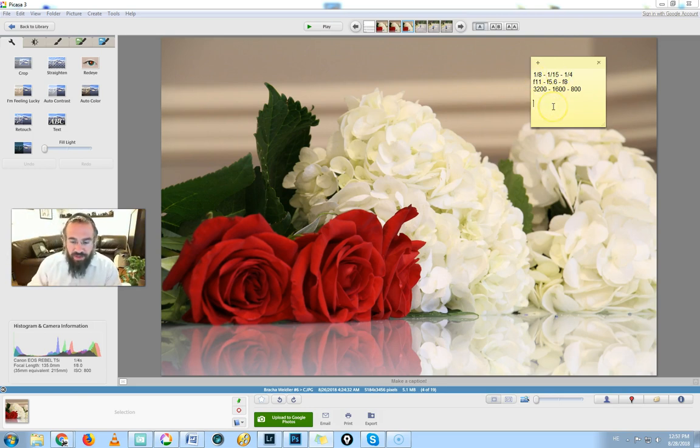So 1/8 to 1/15th is minus 1. F11 to f5.6 is plus 2. And 3200 to 1600 is minus 1, which means minus 1 plus 2 minus 1 equals 0. Excellent. And then let's do the next one. From 1/15th to a 1/4, that is plus 2. 5.6 to f8 is minus 1, and you nailed it. 1600 to 800 is minus 1. Big pat on the back, you nailed it. Plus 2 minus 1 minus 1 equals 0. That is the correct exposure.